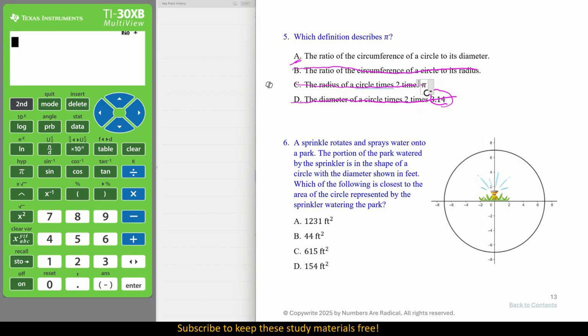Okay. All right. So let's look at 6. A sprinkler rotates and sprays water into a park. The portion of the park watered by the sprinkler is in the shape of a circle with a diameter shown in feet. Which of the following is closest to the area of the circle represented by the sprinkler watering the park?